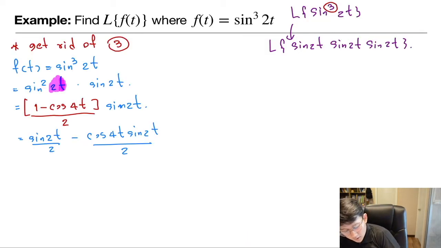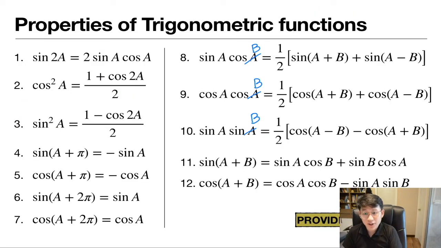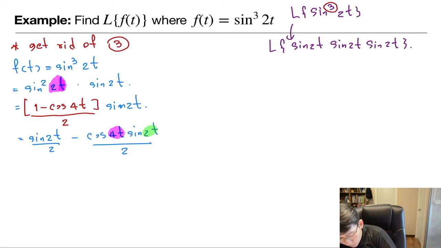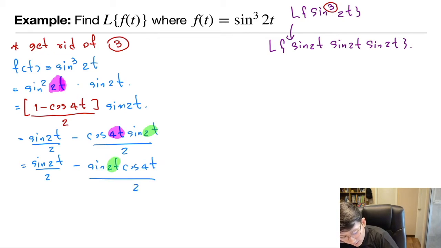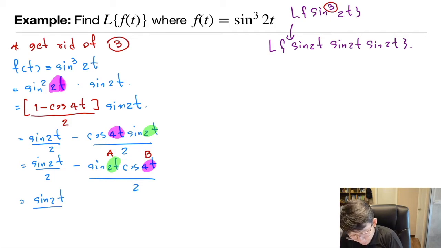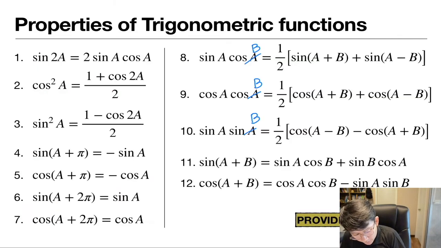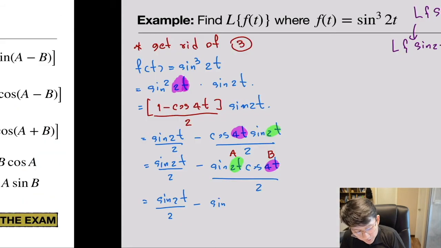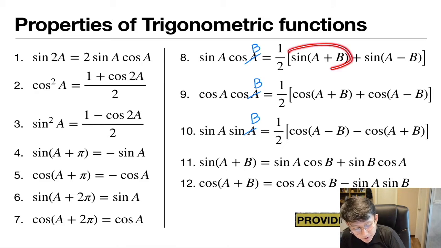So here, this guy and this guy, we look at cos sine. Do we have cos sine there? No, we don't have cos sine, but we have sine cos, right? So we just do it one more time. Change it to sine 2t cos 4t divided by 2. So we look at that as A and that as B. Make sense? So here we have that it's sine 2t divided by 2 minus, okay, here we use this formula, sine A cos B, which is 1/2 sine A plus B plus sine A minus B.